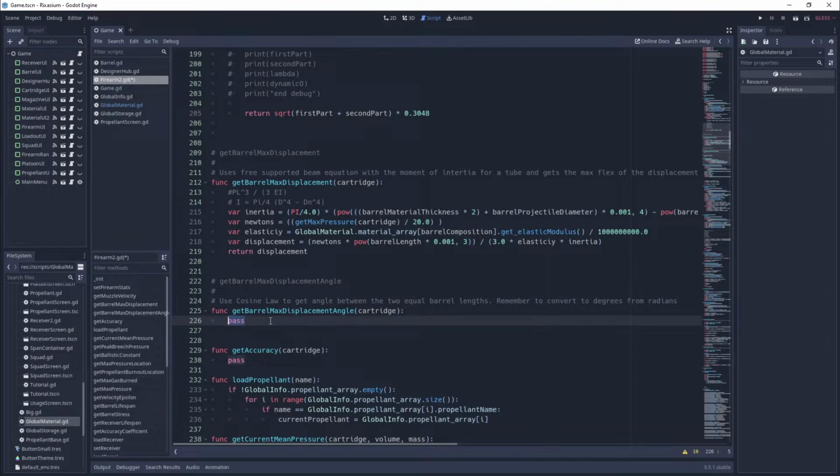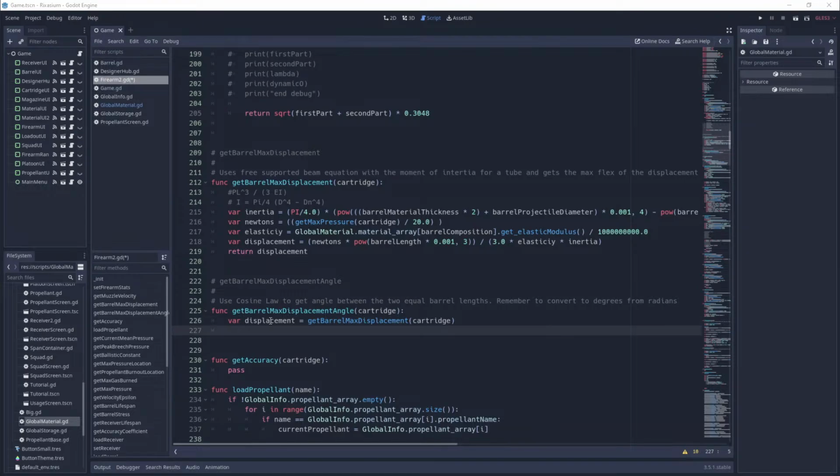But here we are going to get the displacement first from get barrel max displacement cartridge. So we're just breaking up the steps just in case we need to use them separately in the future, which I suspect they will. Not in the Children of a Dead Earth way, but in more of a practical, realistic situation.